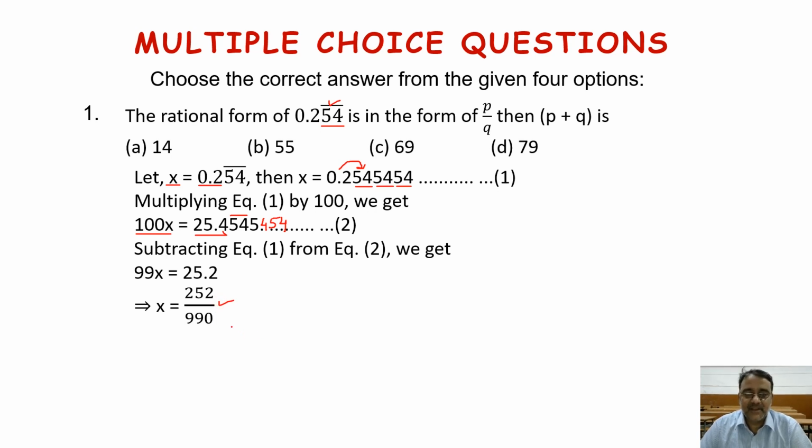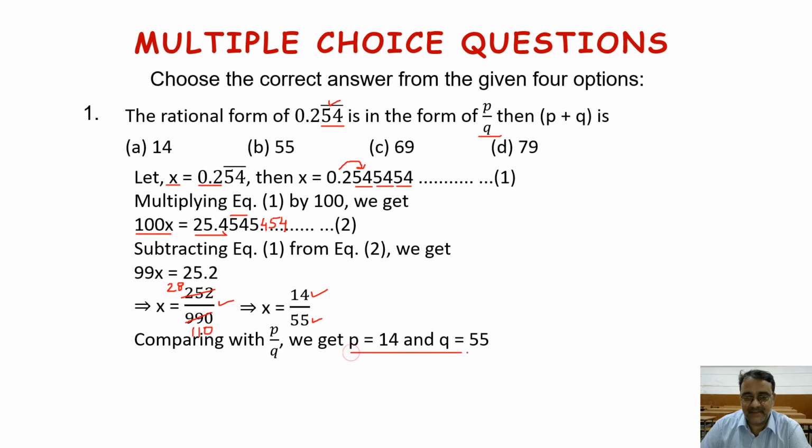Yes, sir. Now we are going to divide numerator and denominator by 9. So if we divide by 9, we get 110 here. If you divide by 9 here, you will get 28. Okay, 28. Again divide by 2, 14 and 55. So 14 upon 55. Now we will equate in the form of p by q. So we'll get p is equals to 14 and q is equals to 55. This step is clear? Yes, sir.